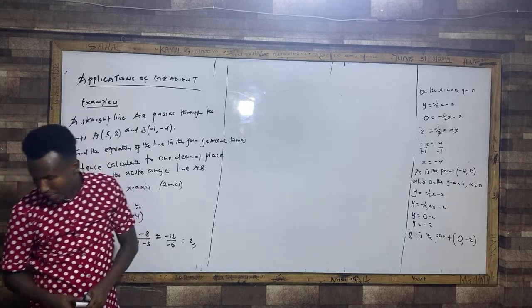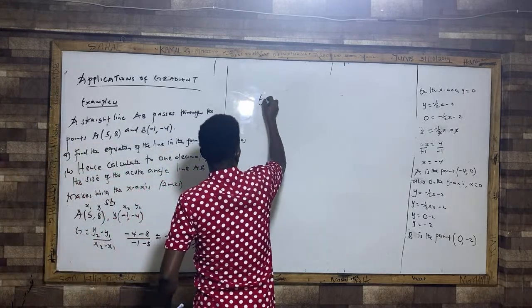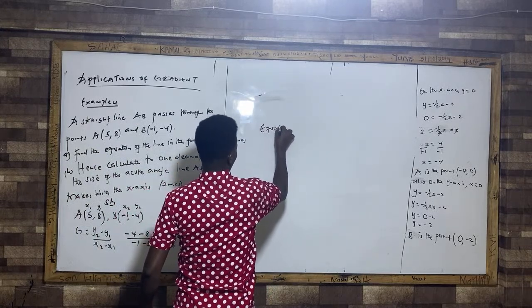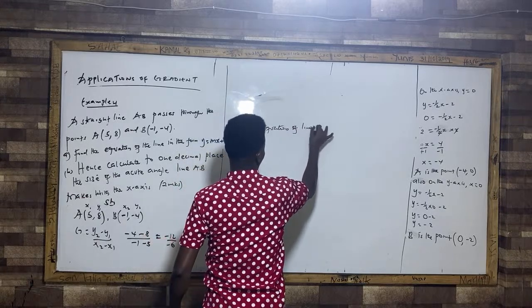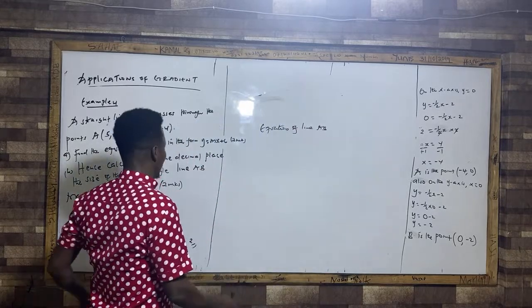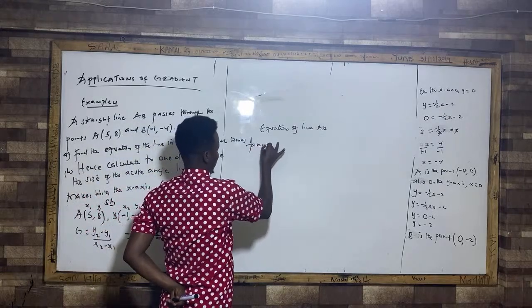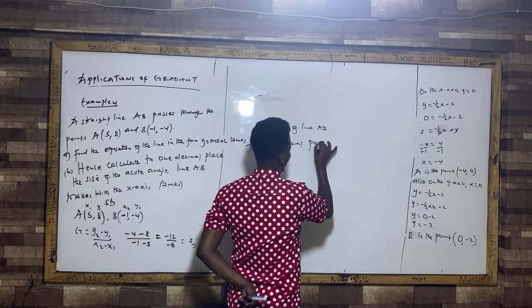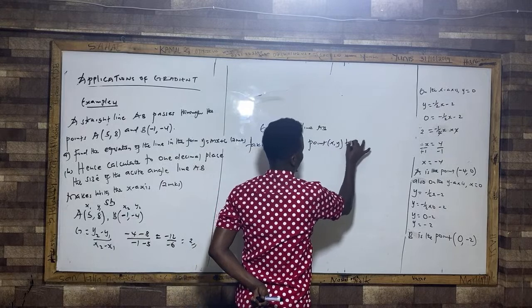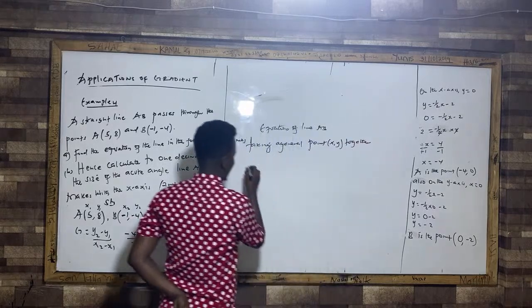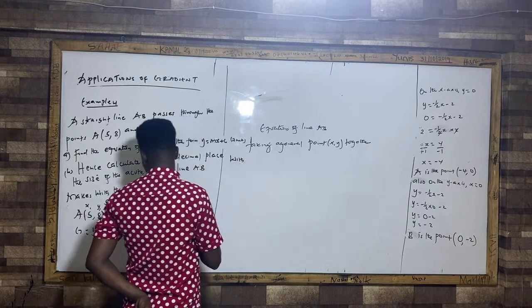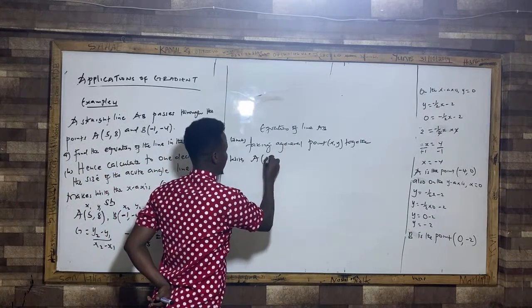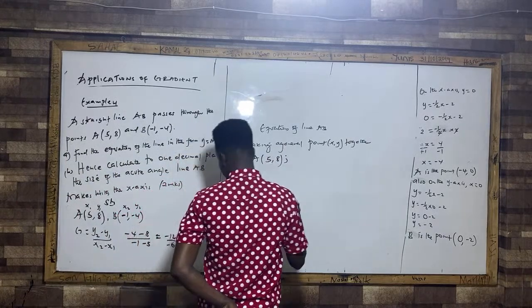After getting the gradient, you can get the equation. Equation of line AB. What are you going to do? Checking a general point, okay? Checking a general point, which is always what? X, Y, together with, let me take this one, point A. A is what? 5, 8. Semicolon, then the gradient. Our gradient is what?